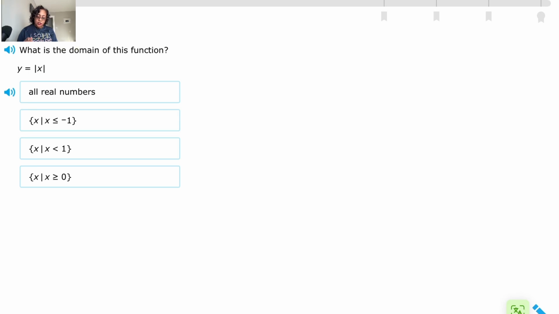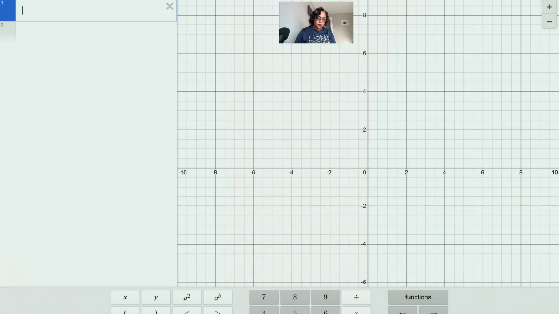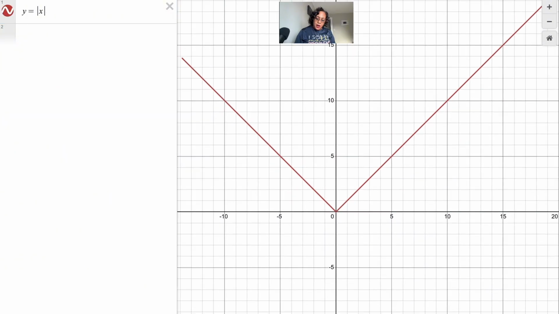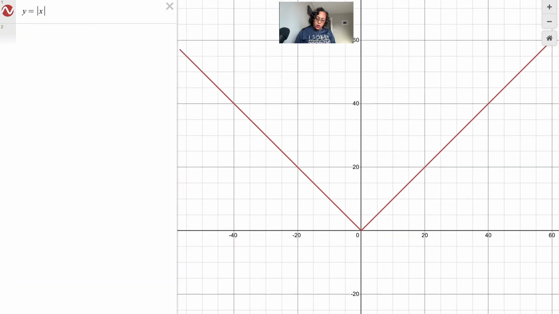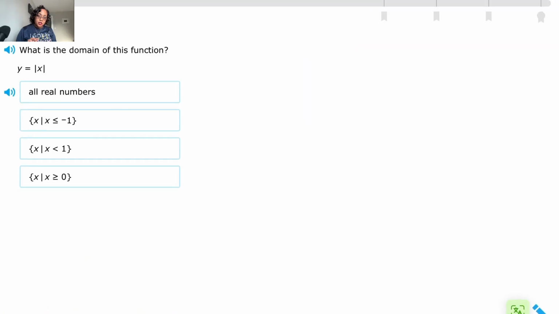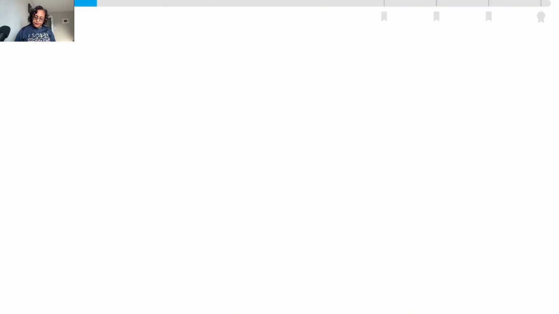So I'm going to graph this on Desmos so you can see what it looks like. Okay, so I'm going to use the exact terminology, absolute value of x. Okay, so what this means is that no matter how much I zoom out, this graph goes on forever. So that means I can use any x value for this function. So this will be all real numbers.